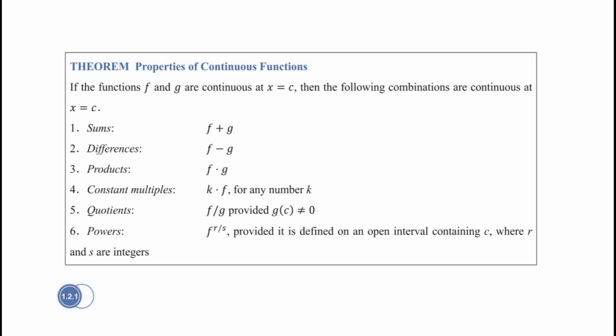Properties of continuous functions. This theorem tells us that continuous functions stay continuous under normal operations. If f and g are continuous at x equals c, then their sum, difference, product, and constant multiples are also continuous. Their quotient is also continuous as long as the denominator is not 0. This is useful because it lets us build more complicated continuous functions from simpler ones.